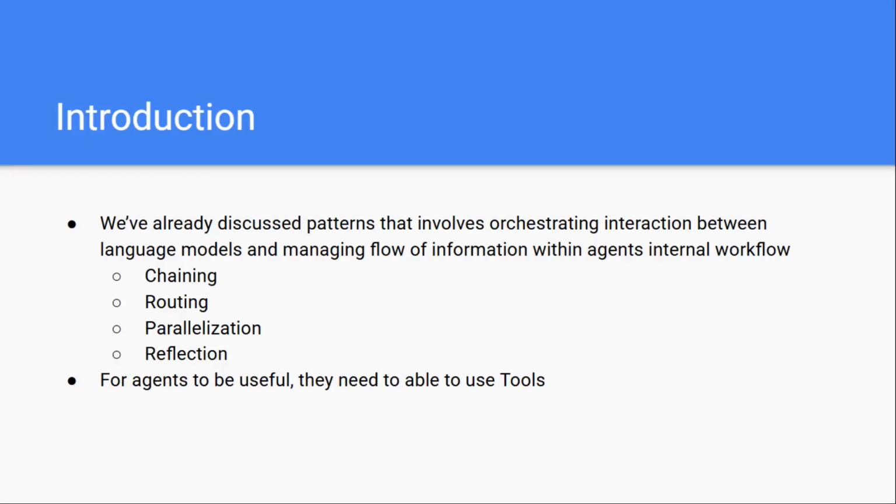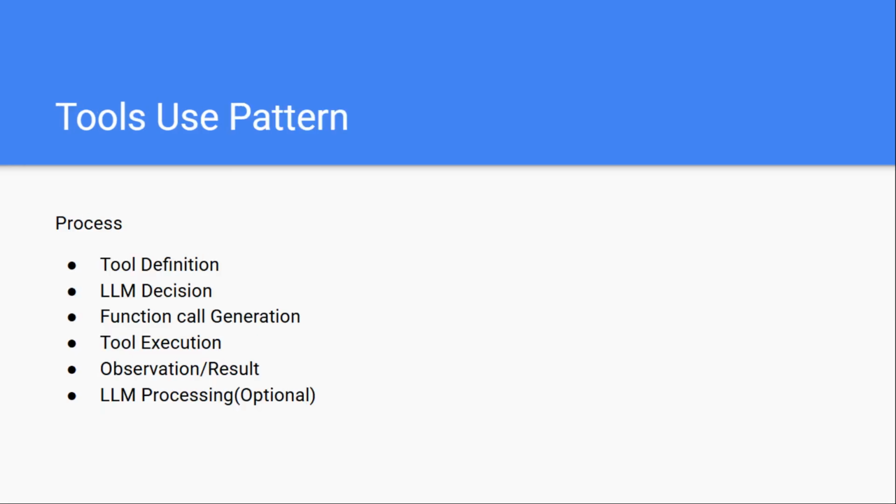So far, we've talked about agentic patterns that primarily involve orchestrating interactions between language models and managing the flow of information within the agent's internal workflow, like chaining, routing, parallelization, and reflection. However, for agents to be truly useful and interact with the real world or external systems, they need the ability to use tools. The tool use pattern, often implemented through a mechanism called function calling, enables an agent to interact with external APIs, databases, services, or even execute code.